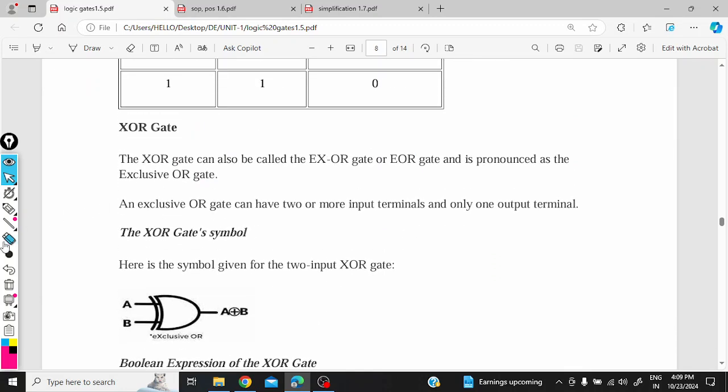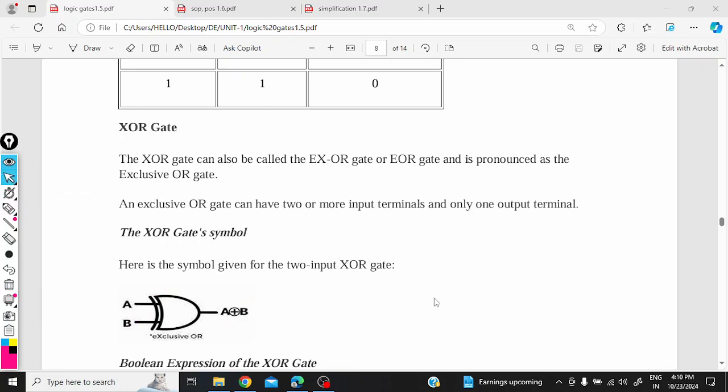Let us see the XOR gate. These are special purpose gates where you can see an arc separated gate with inputs A and B and output as A exclusive-OR B. So you can observe the exclusive symbol clearly. This is the exclusive symbol which is given for the XOR gate.